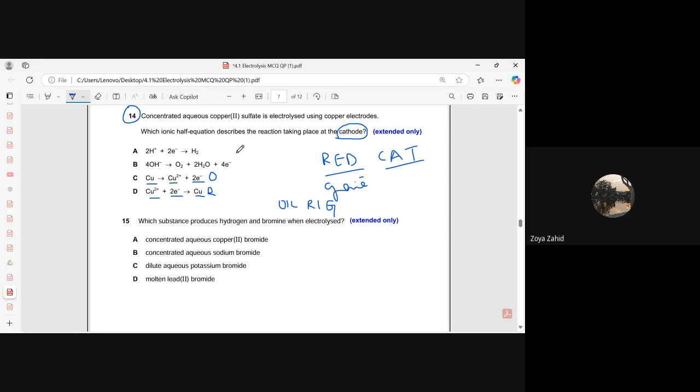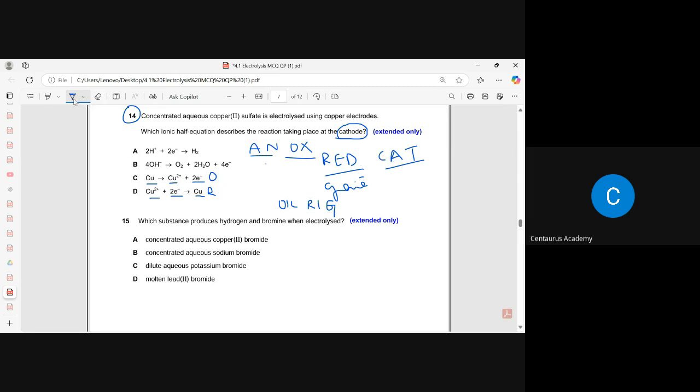Yes, miss. And what about the anode? At the anode, oxidation takes place, ox. Which means that at the anode there is going to be loss of electrons, whereas at the cathode there is always going to be reduction, that is gain of electrons.